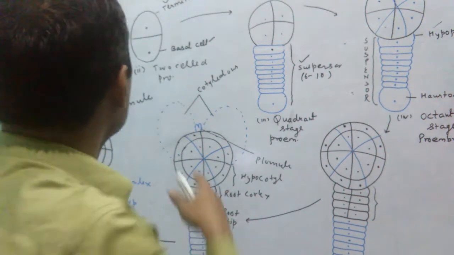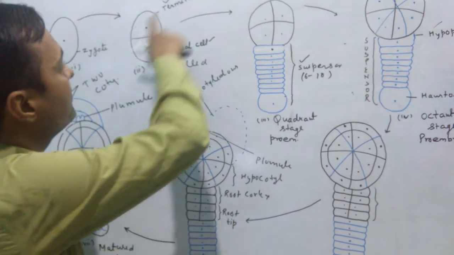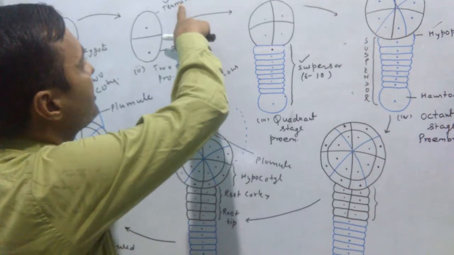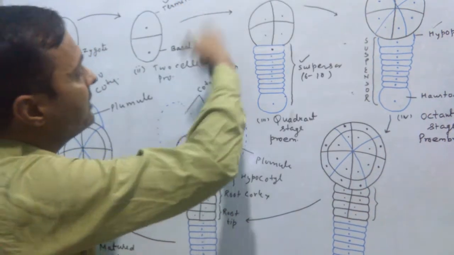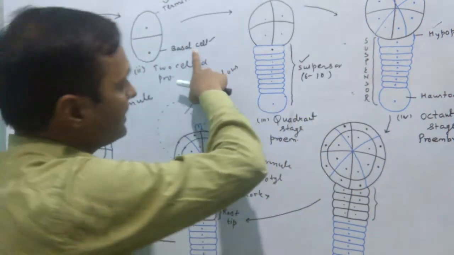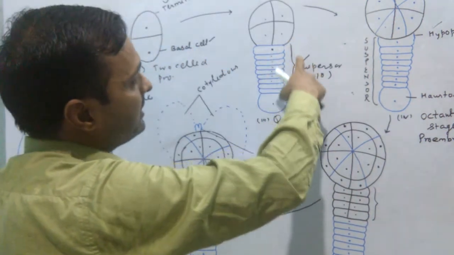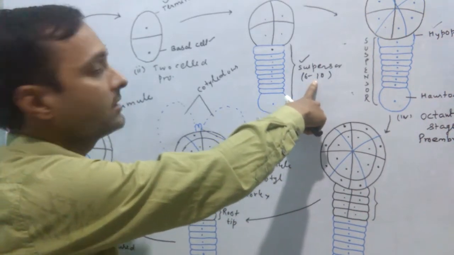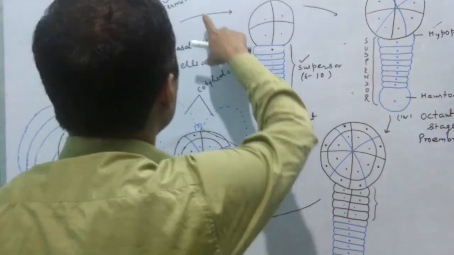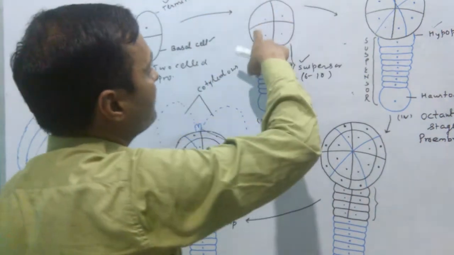Once again, see, first of all, zygote divides and forms two cells. Upper cell is known as terminal cell and lower cell is known as basal cell. This basal cell undergoes many transverse divisions to form a long chain. This long chain structure is known as suspensor. And at the same time, terminal cell also divides and forms 4 cells.